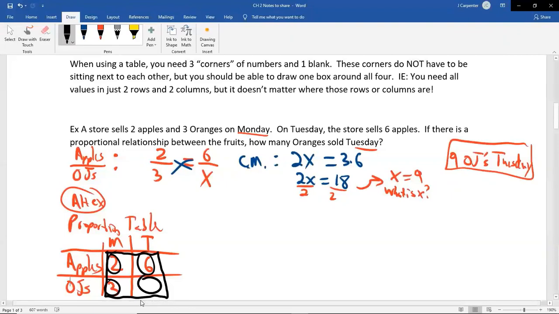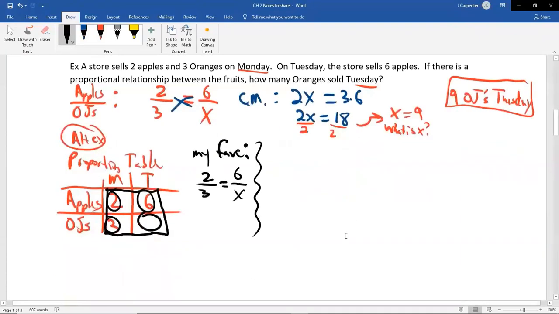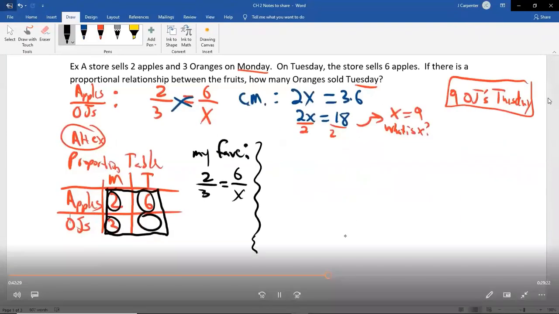So I'm going to show this a couple different ways. The first one I'll show is my favorite way. My favorite way would be to just set these numbers up as a fraction equal to a fraction exactly as they look. 2 over 3 equals 6 over x. Top left over bottom left equals top right over bottom right. This is the easiest way in my opinion. I find it easy because the numbers are laid out in the proportion exactly as they are in the table in terms of their corners and positioning.